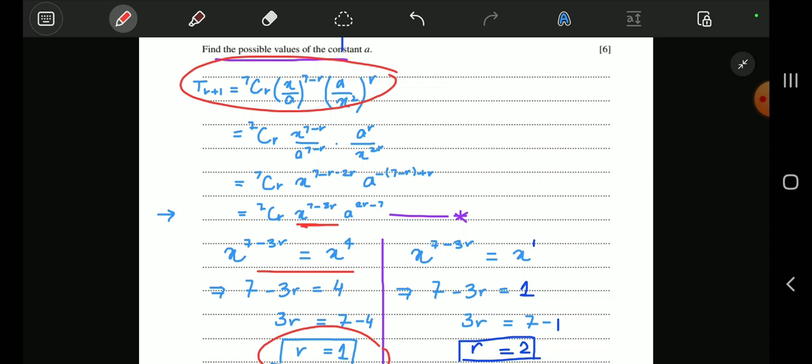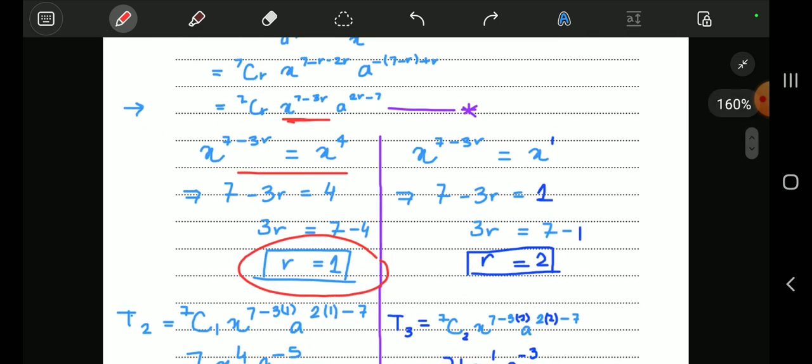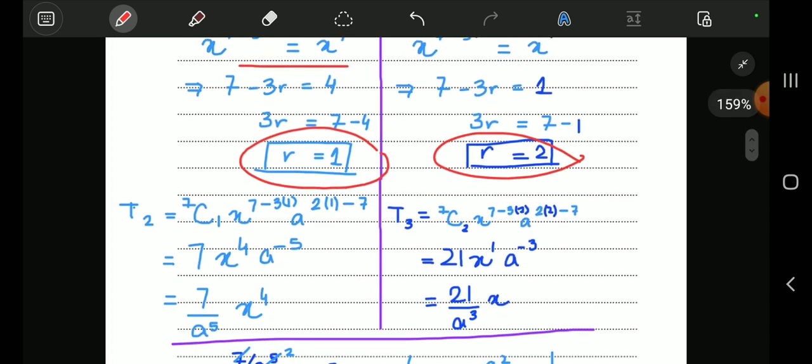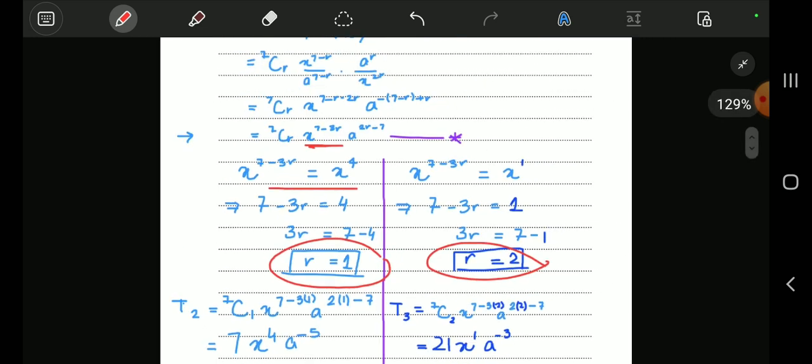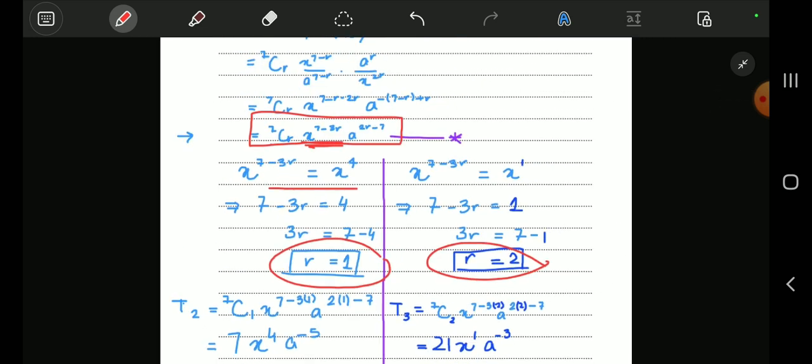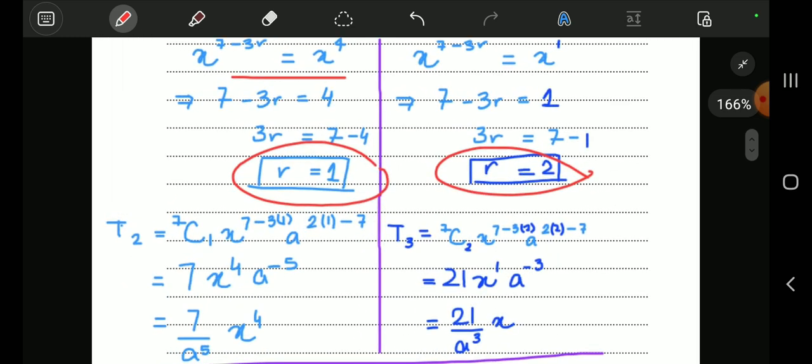So for that, we first put it equal to x power 4 and then equal to x power 1 to get our required r, which gives the terms we actually need, the x power 4 coefficient and the x power 1 coefficient. Okay, so we get r equals 1 and r equals 2. So we'll substitute this in the equation that we found, and we'll get the coefficients of both.